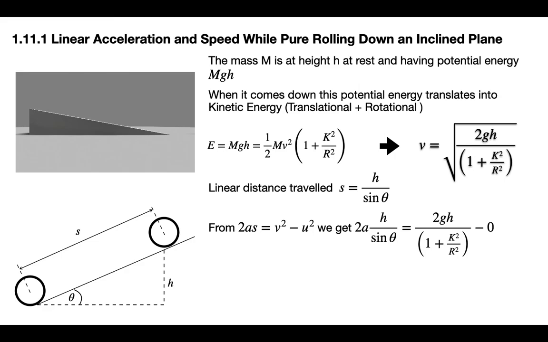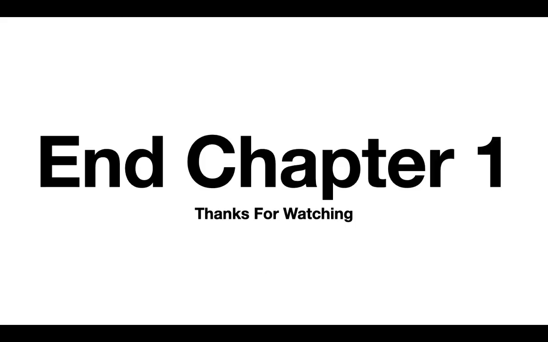So we get 2a h by sine theta is equal to v square, where v is the final velocity. So we substitute v square is equal to 2gh divided by 1 plus k square by r square, minus the initial velocity, which will be 0. So you essentially get acceleration is equal to g sine theta divided by 1 plus k square by r square. So that's how you get the linear acceleration and the speed of the object while pure rolling down an inclined plane.